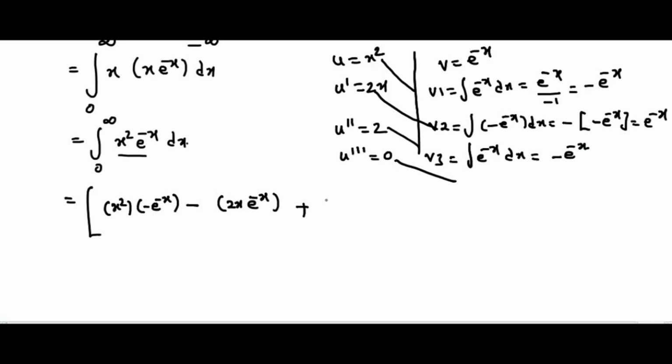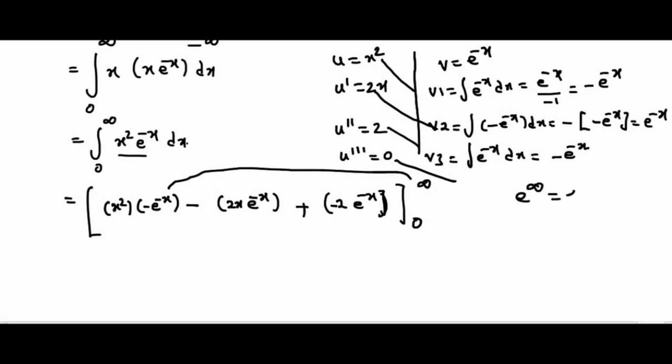What is u double dash? U double dash is 2 into minus e power minus x. We can write e power minus x. The limit varies from 0 to infinity. So wherever x appears, substitute the upper limit minus the lower limit. We know that e power minus infinity is 0, and e power 0 equals what? So using these three results, we simplify this function.